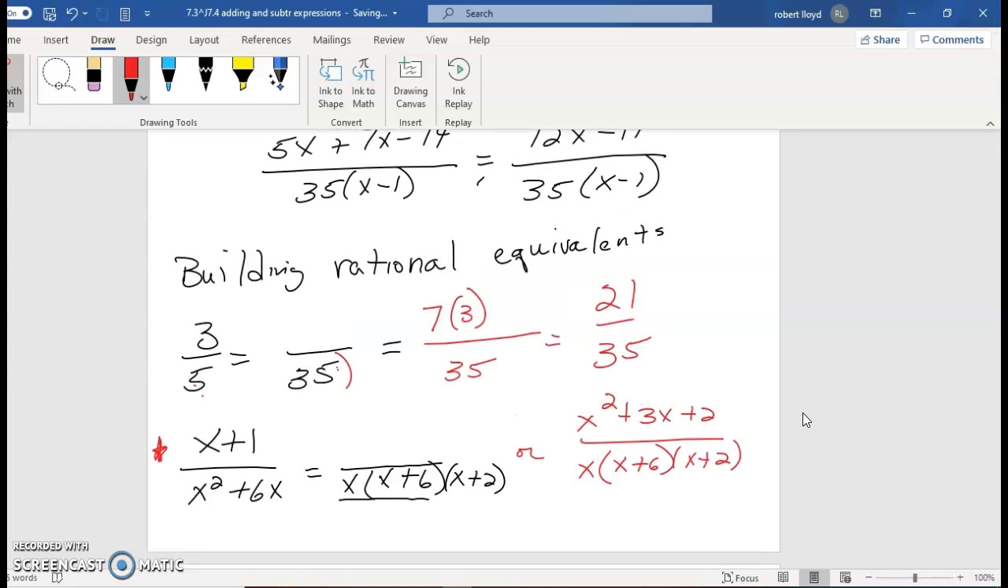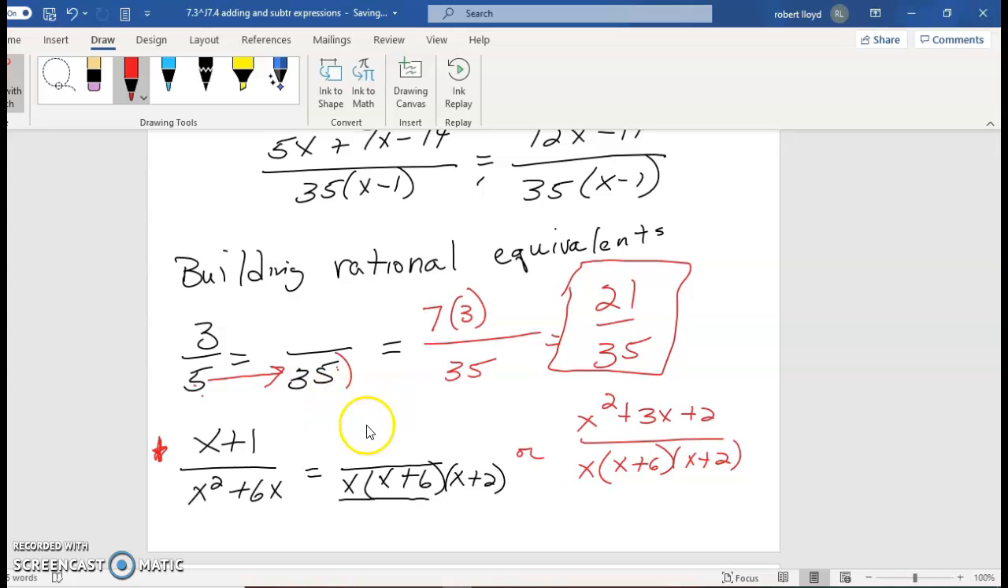Okay, the next part, building rational equivalents. So 3/5 is equivalent to how many 35ths? Well, the easiest way to do this is to divide 5 into 35. That's 7 times, and we got 3 times the 7 for 21 35ths.